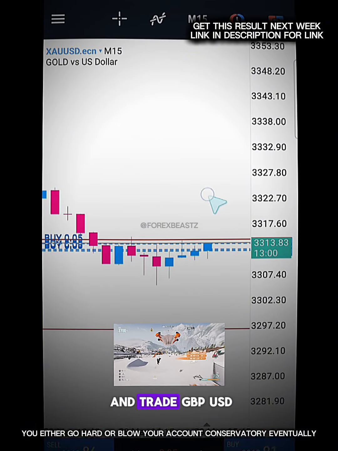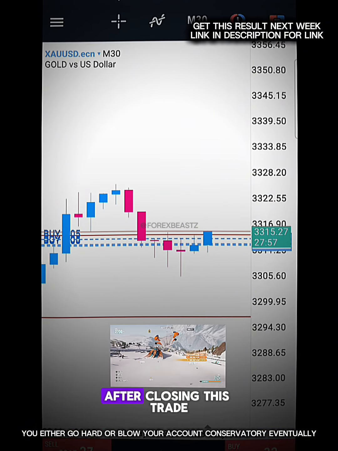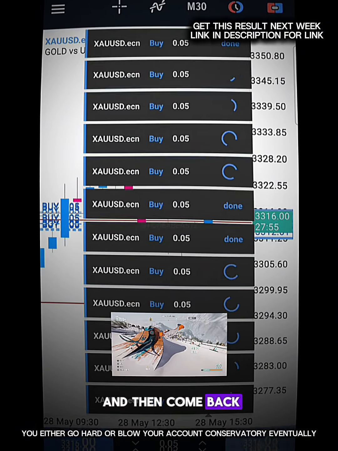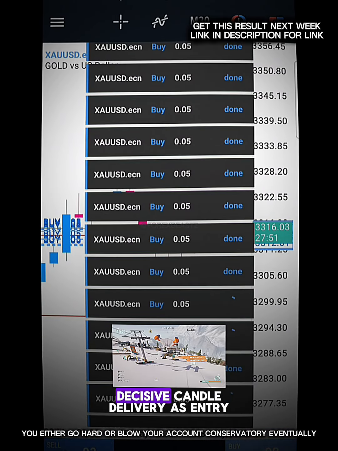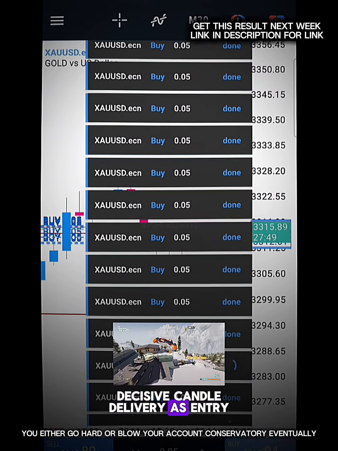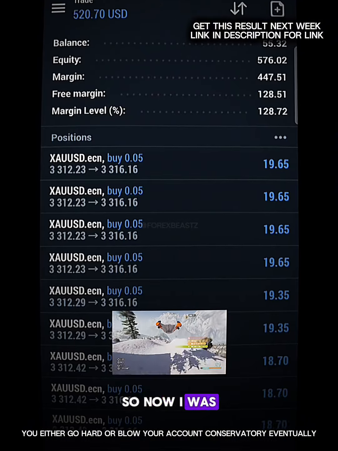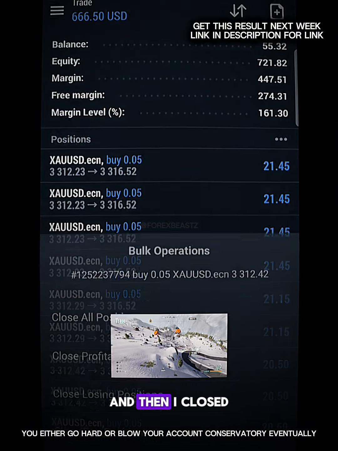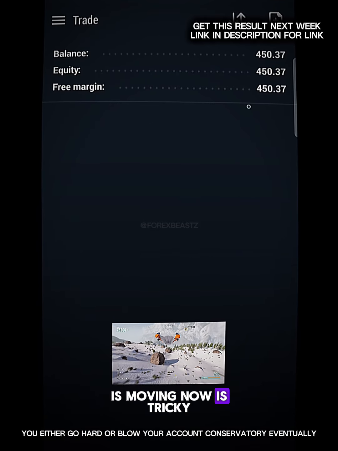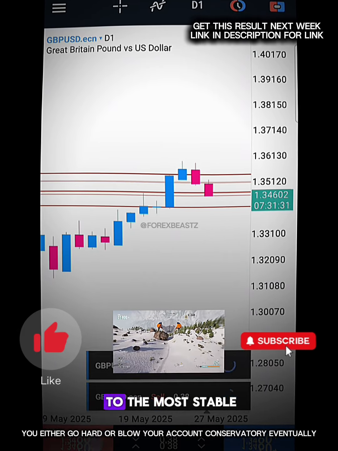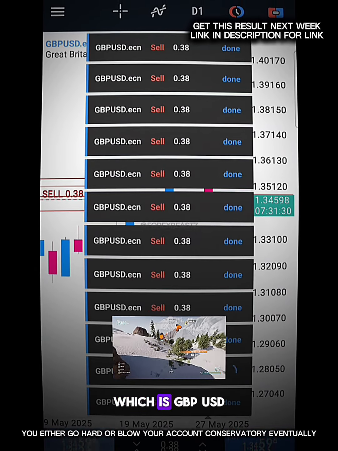I'm going to go and trade GBP USD after closing this trade, and then come back to gold after price has given me a decisive candle daily bias entry. So now I was just adding more position, and then I closed very fast because the way gold is moving now is tricky, and then I went to a more stable pair to trade, which is GBP USD.